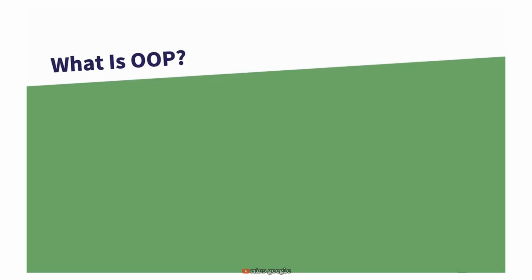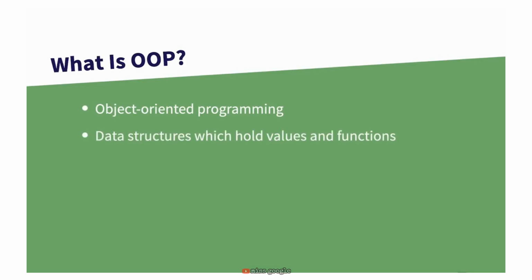Let's begin by talking about what is OOP. OOP is an abbreviation for Object-Oriented Programming. Object-Oriented Programming is a type of programming where we define data structures, those are the objects, which can hold both values and functions. PHP is a scripting language or a procedural language. If you've been using PHP already, then you've been setting variables and you've been defining functions. Working with PHP in this way is considered procedural, not object-oriented.